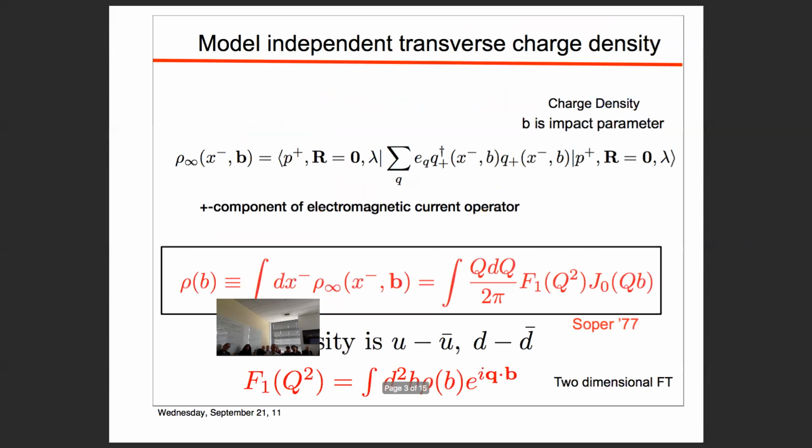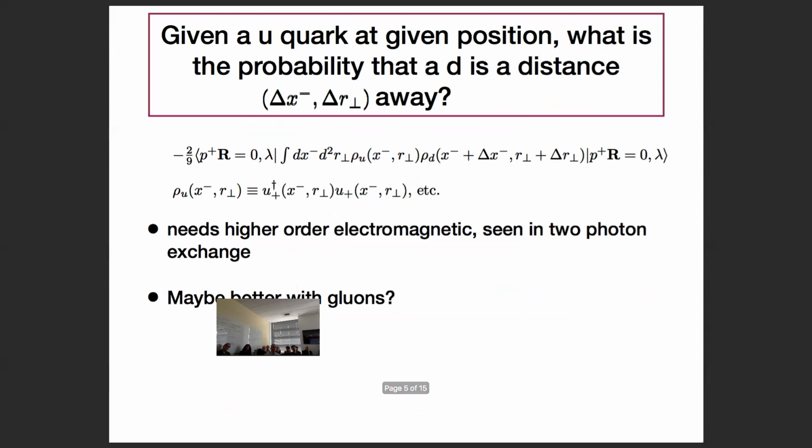Suppose this is the probability operator, if you like. Then I can ask, given a U-quark at a given position, what is the probability that a D is a distance delta x minus and delta r perp away? The way from nuclear physics, among other places, that we would calculate this, it's electromagnetic, so there's a factor out in front. You integrate over it.